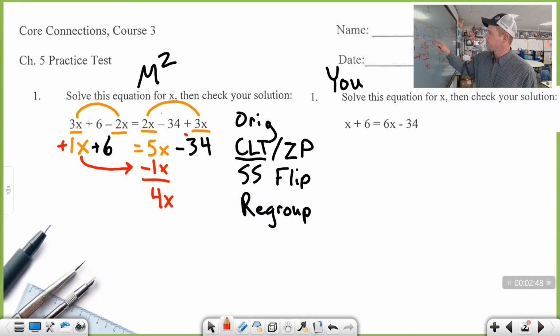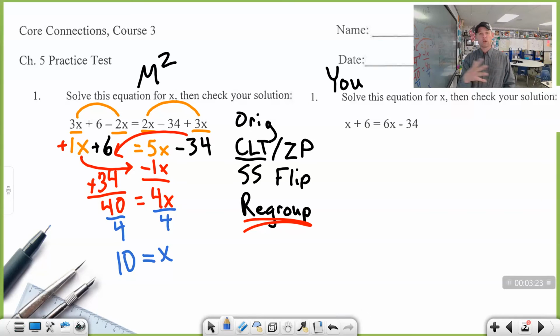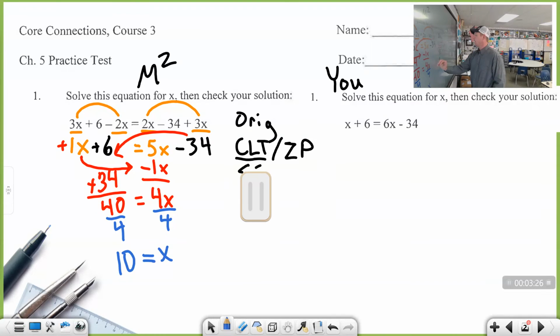I'm going to side flip this negative 34 over there. If it's a minus 34, a negative 34, it's going to flip to be a positive 34. That's going to give me 40. So 40 and 4x. My last step is a regroup. To regroup, your brain should be thinking division. How can I put these in 4 equal groups? Divide by 4, divide by 4. X is going to equal 10. Now, this is all the work that it takes to find my answer.